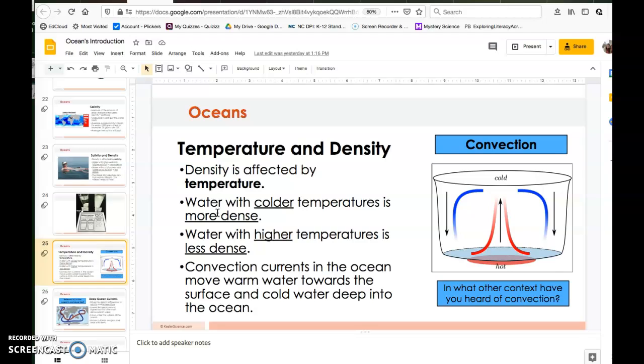This is key, both of these actually, the relationship between salinity and temperature and density is key to understanding our deep ocean currents. Convection currents in the ocean move warm water towards the surface and cold water deeper into the ocean. So while our surface water was more of a horizontal movement of water across the surface of the earth, our deep water is more of a vertical movement, and the water goes in a vertical direction, just like this. Fantastic. Well, it's actually opposite of that, but we'll talk about that in a second.